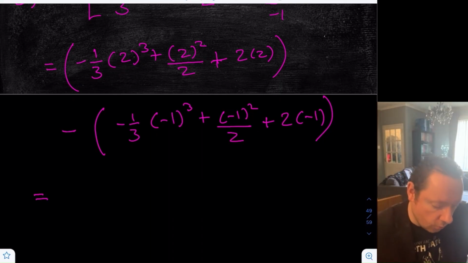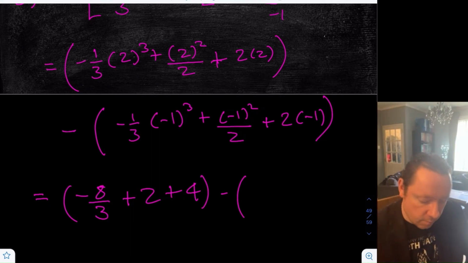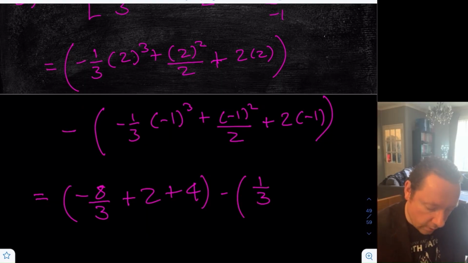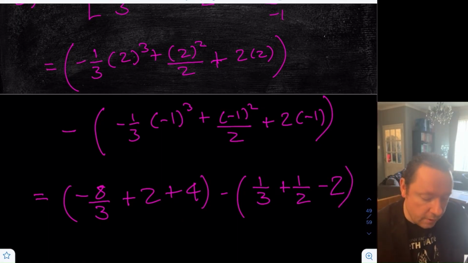So 2 2s is 4 times 2 is 8. So we get minus 8/3 for our first bracket. 2 2s is 4, divided by 2 is 2, and 2 2s is 4. So there's our first bracket. And our second bracket, minus 1 cubed is minus 1, times minus a third is just a third. Minus 1 squared is 1, so that's a half. And we've got minus 2. So we've got some fractions to deal with, and it was paper 1, so we're just going to have to keep going.